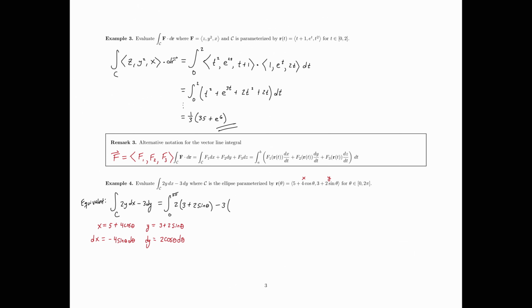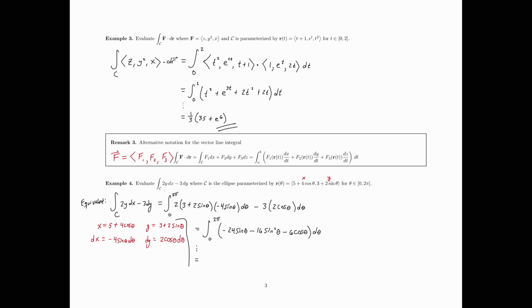So we have negative 3, jumping ahead. We should multiply by negative 4 sine of theta d theta, minus 3 times dy, which is 2 cosine theta d theta. We can continue here by factoring out the d theta. And if we collect terms, we should be left with negative 24 sine theta minus 16 sine squared theta minus 6 cosine theta d theta.